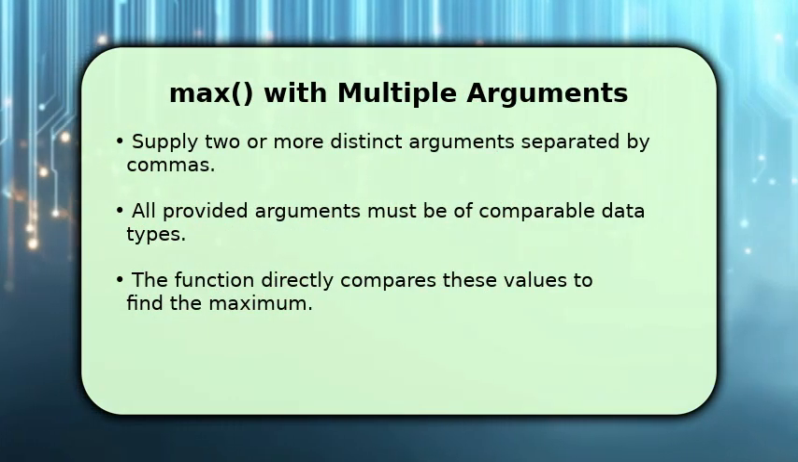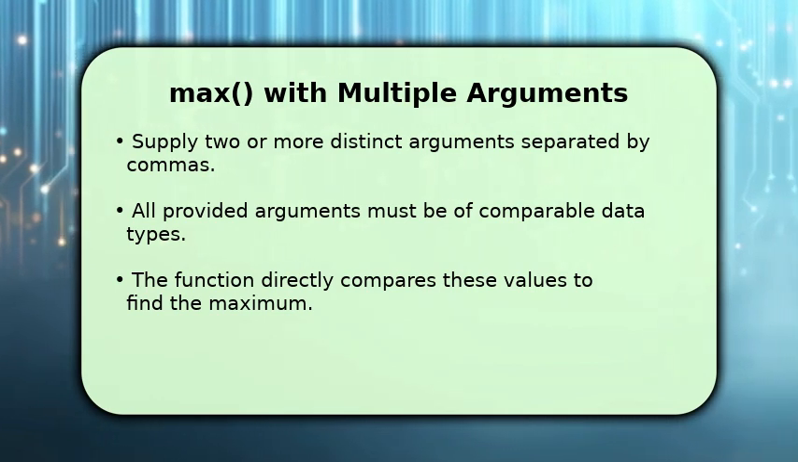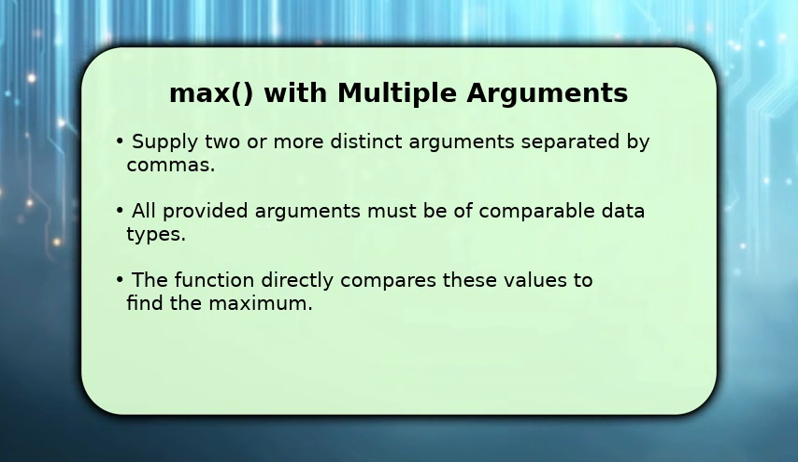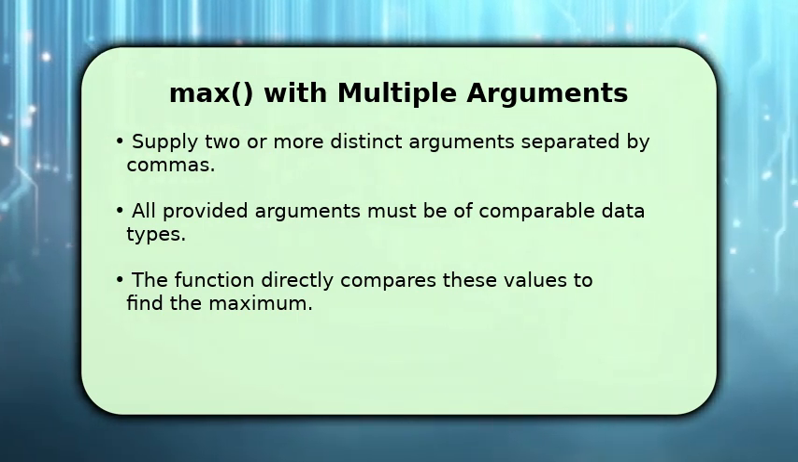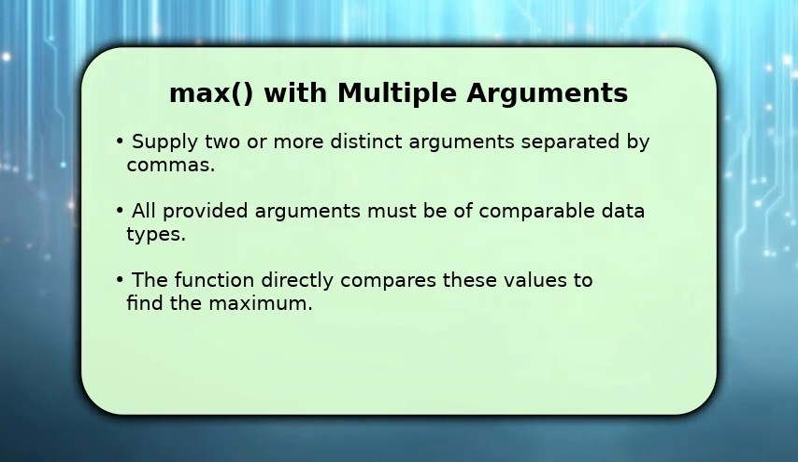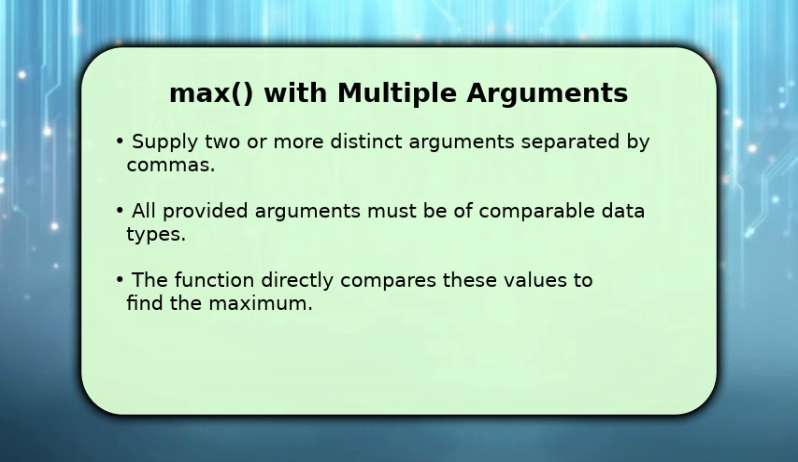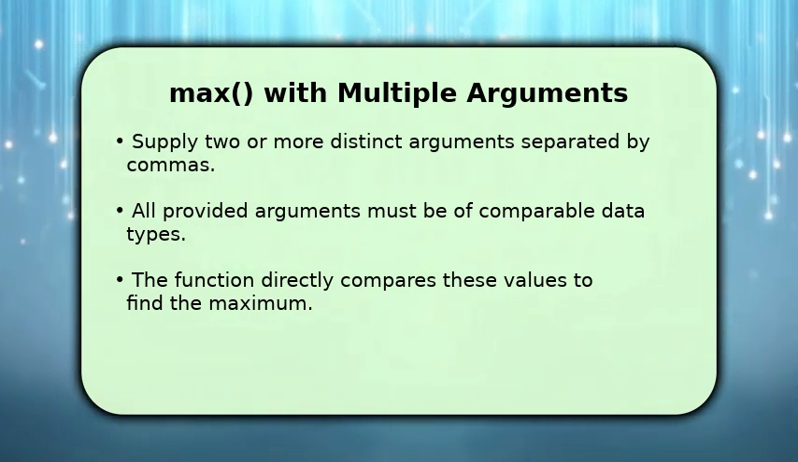Alternatively, max can take multiple individual arguments. For instance, max(1, 5, 3) will directly return 5. This is useful when you have a few distinct values you want to compare without first putting them into a list or tuple. Just ensure all the arguments you provide are of compatible types, such as all numbers or all strings, to avoid type errors during comparison.